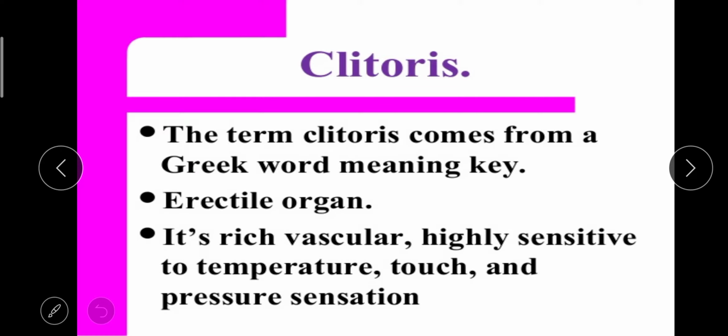Next one is clitoris. The term clitoris is derived from the Greek word meaning key. It is an erectile organ and it is richly vascular, highly sensitive to temperature, touch and pressure sensation.